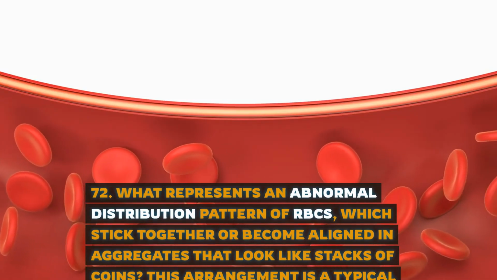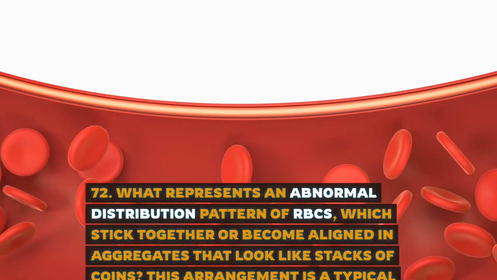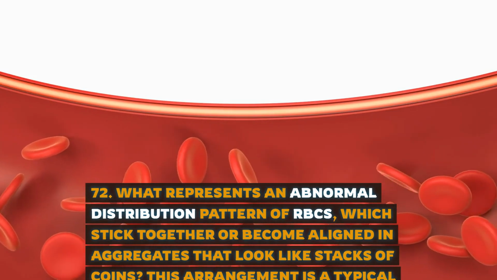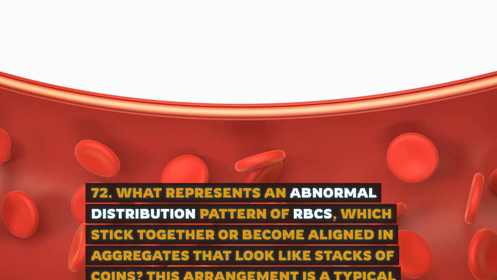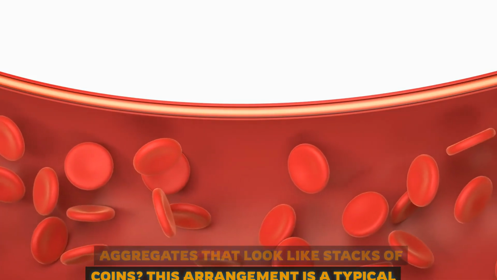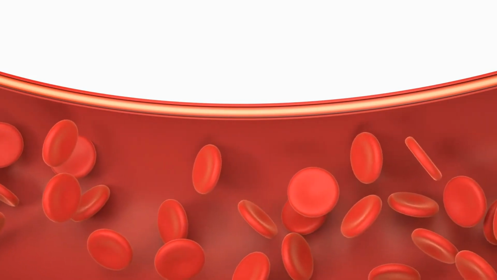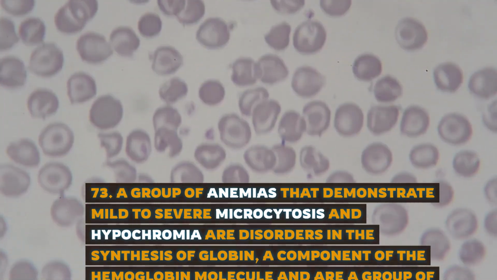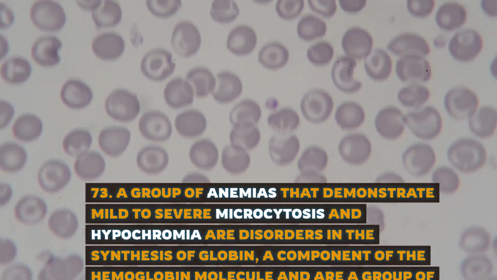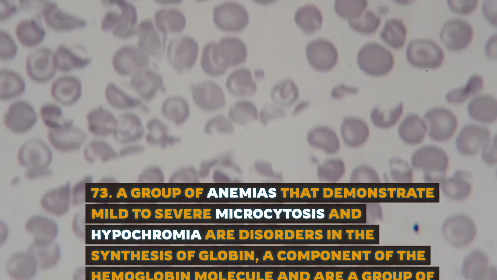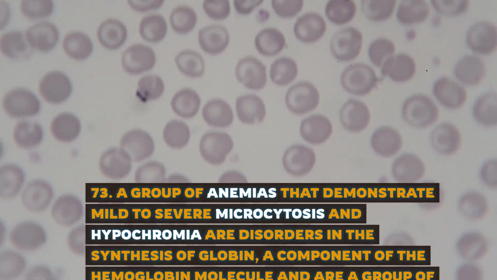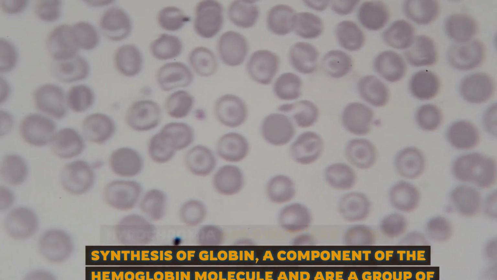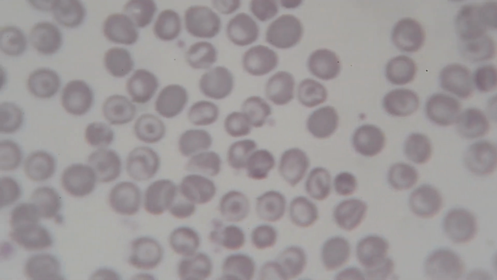72. What represents an abnormal distribution pattern of RBCs, which stick together or become aligned in aggregates that look like stacks of coins? This arrangement is a typical artifact in the thick area of blood films. Answer: rouleau formation. 73. A group of anemias that demonstrate mild to severe microcytosis and hypochromia are disorders in the synthesis of globin, a component of the hemoglobin molecule, and are a group of inherited disorders of hemoglobin synthesis.